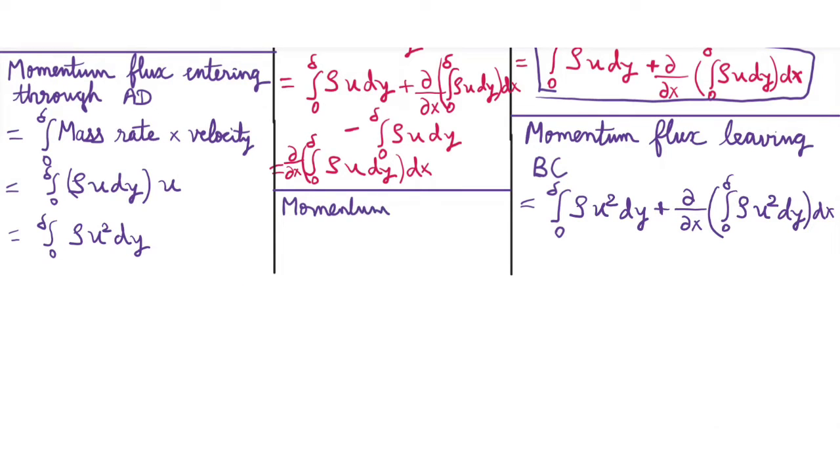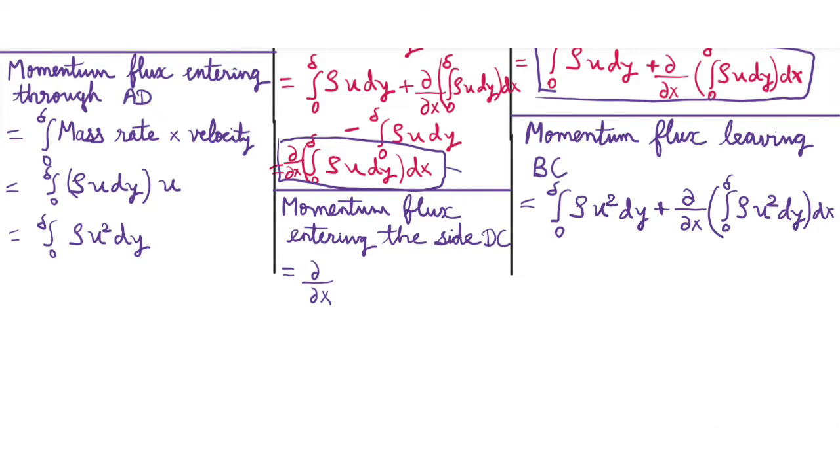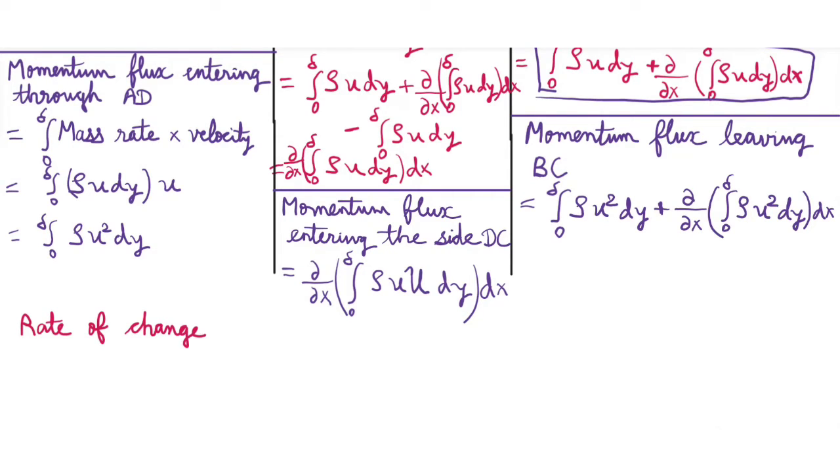Then the momentum flux entering the side DC will be again the same thing, mass rate into velocity, but for DC the velocity will be capital U, as the free stream velocity will be entering. So we'll get it equal to del by del x integration 0 to delta rho u into capital U dy into dx. Now we can find the rate of change of momentum of the control volume ABCD because we have all the data needed.